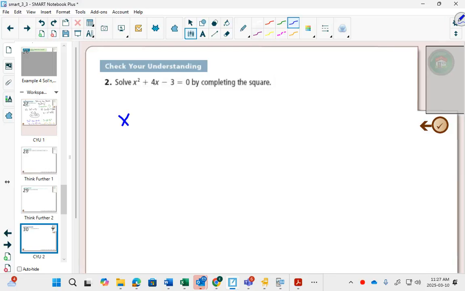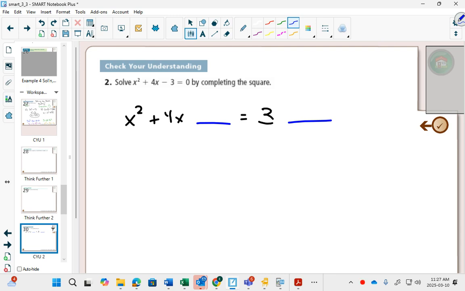So our setup, start in black. Start in black, x squared plus 4x. We leave a space, because the x squared and the 4x is going to be what gives us the hint. Then on the other side, we move the 3 over to the other side, and we leave a space on that side as well.